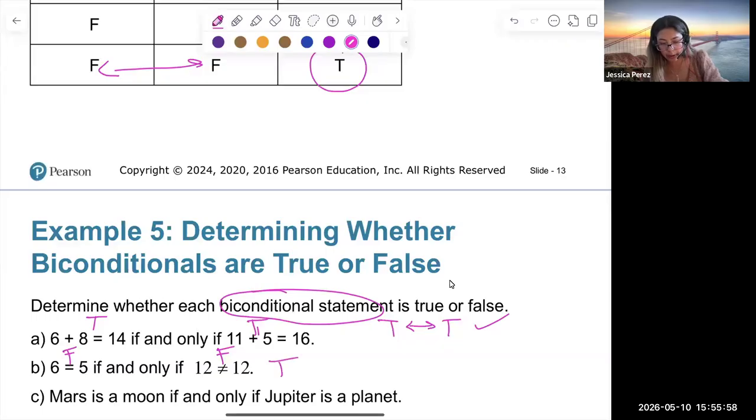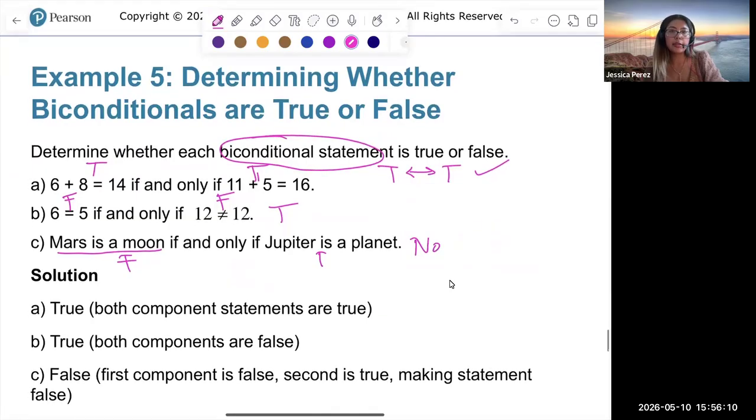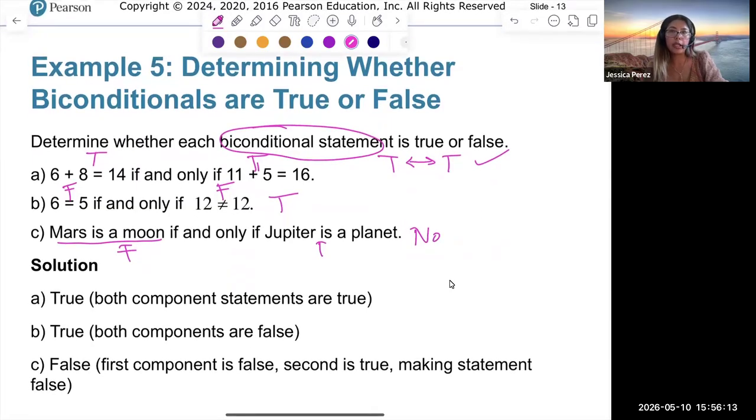Mars is a moon if and only if Jupiter is a planet. Well, first of all, Mars is a planet. So this is F and this is true. F if and only if T, no. That's false, right? Because Mars is a planet and Jupiter is also a planet. But the statement is false. So F if and only if T is false. T implies T biconditional, yes. F and F, yes.